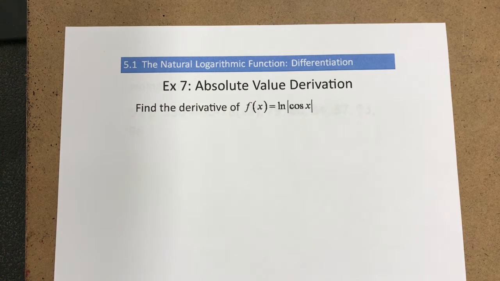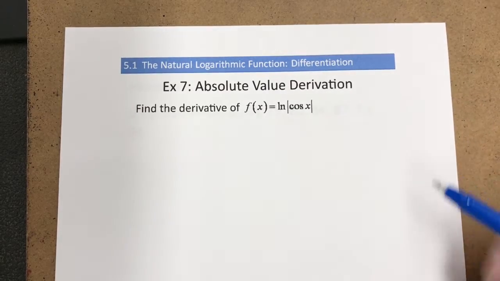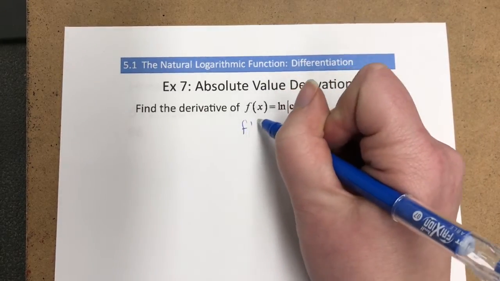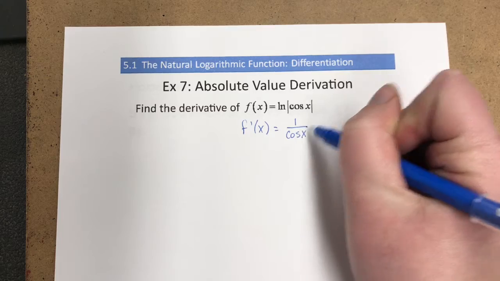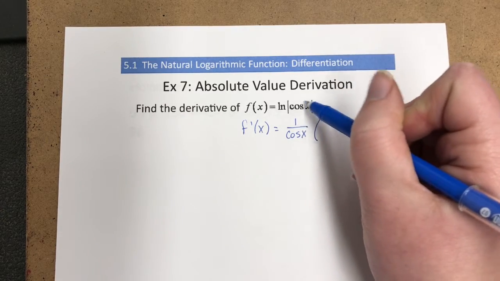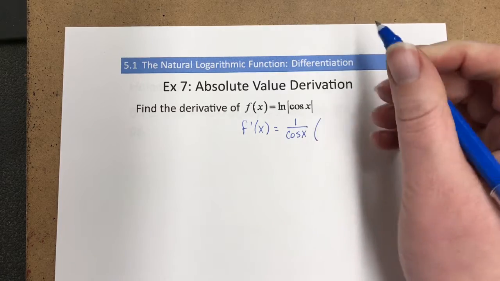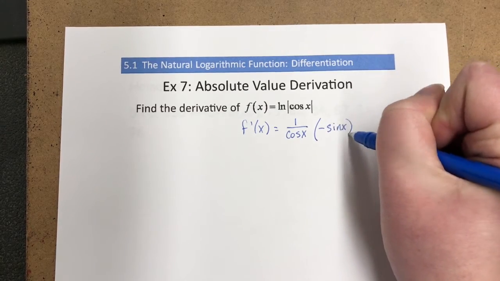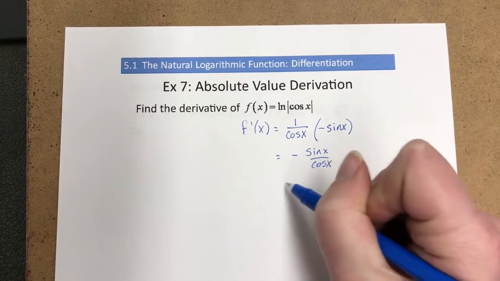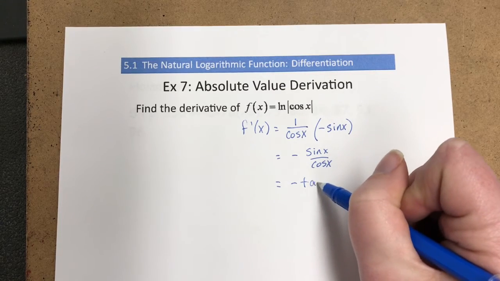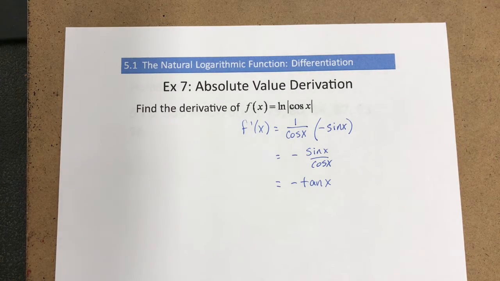So for example 7, we want to find the derivative of f of x equals the natural log of the absolute value of the cosine of x. I'm just going to pretend like these absolute value bars aren't even here and not worry about them. So when I take the derivative, the derivative of natural log would be 1 over the cosine of x. And then I take this times the derivative of the argument, the derivative of cosine of x, and that gives me negative sine of x. So this would be negative sine of x over cosine of x. And using my trig identities, I know this is the same thing as the tangent of x. So I have negative tangent of x.